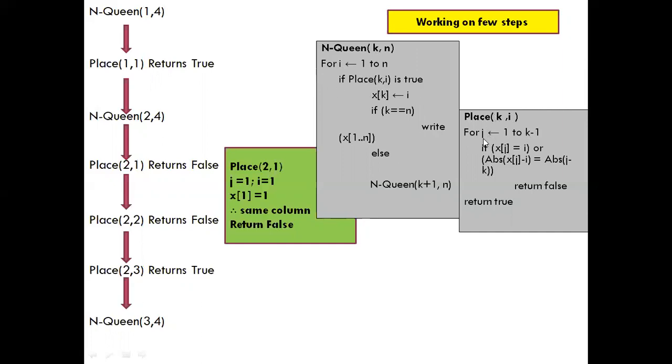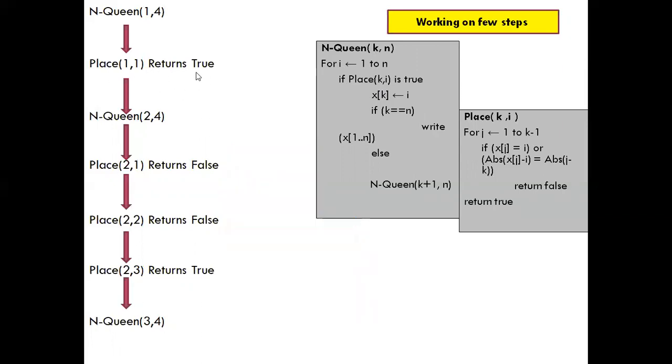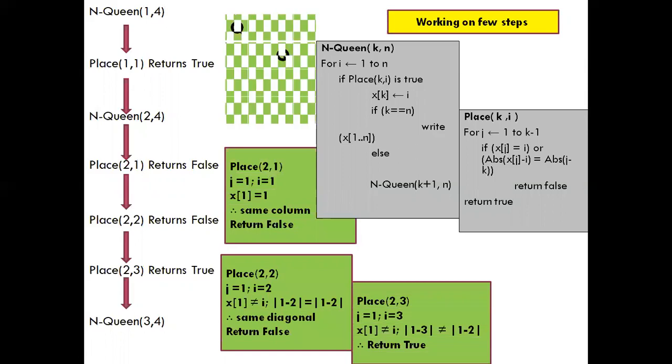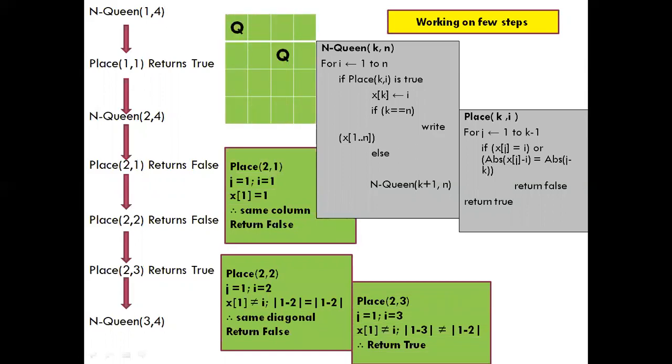In this case, the for loop is running from j equals 1 to k minus 1. k in this case is 1, so 1 minus 1 is 0, which means it won't enter this for loop. It will directly return true. So place 1 comma 1 returns true, and hence you can place the first queen in the first position, which is 1 comma 1. As soon as 1 comma 1 returns true, i is assigned to x of k, so x of k becomes 1.